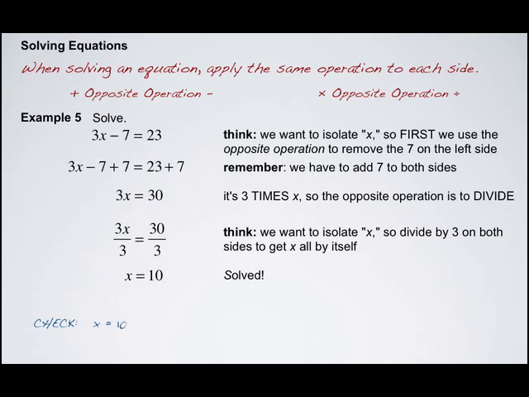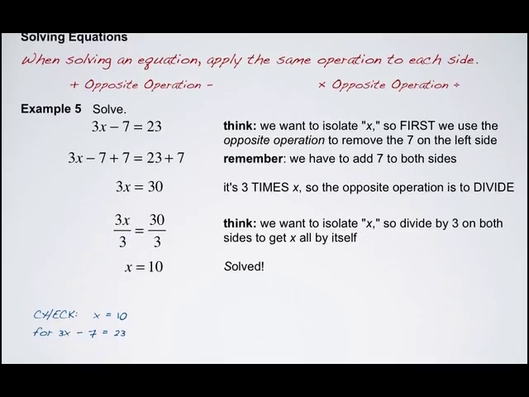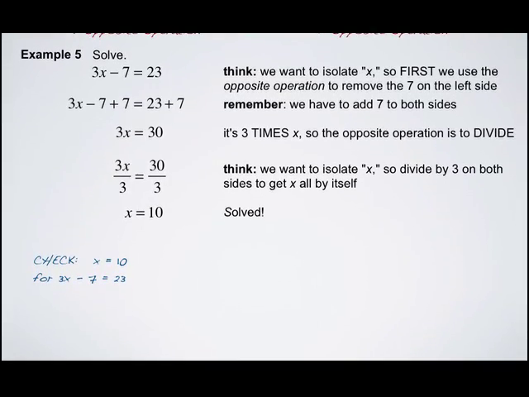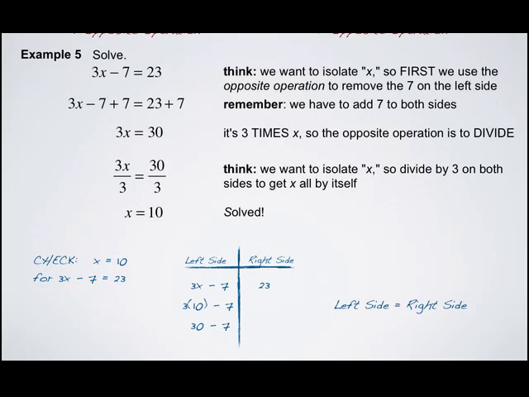So we'll check that x equals 10 is a solution for 3x minus 7 is equal to 23. We'll do this via a left side, right side check. On the left side, we have 3x minus 7. On the right side, we have 23. We substitute in 10. Now we have to be careful with BEDMAS. We'll do the multiplication first and then the subtraction. So 3 times 10 is 30, and 30 minus 7 is 23. So the left side equals the right side, and x equals 10 is a solution to our problem.